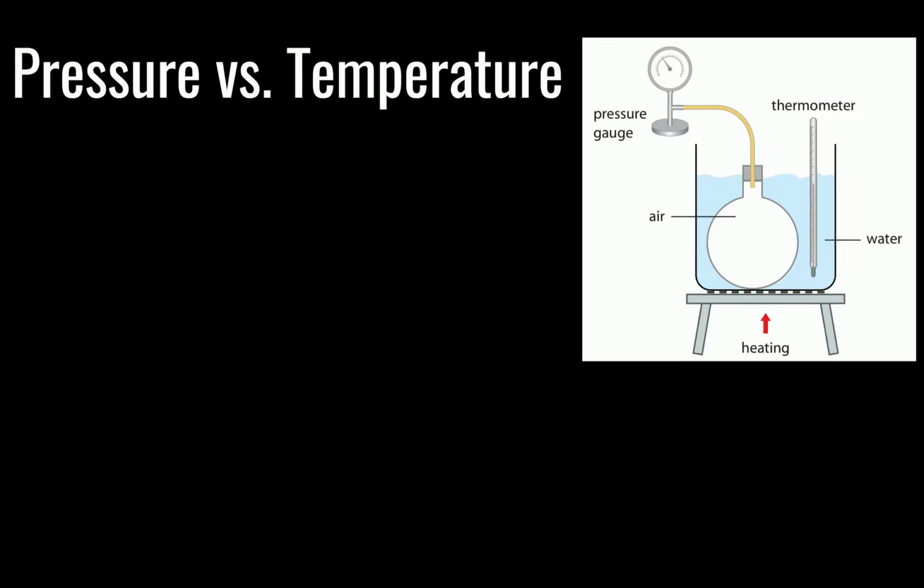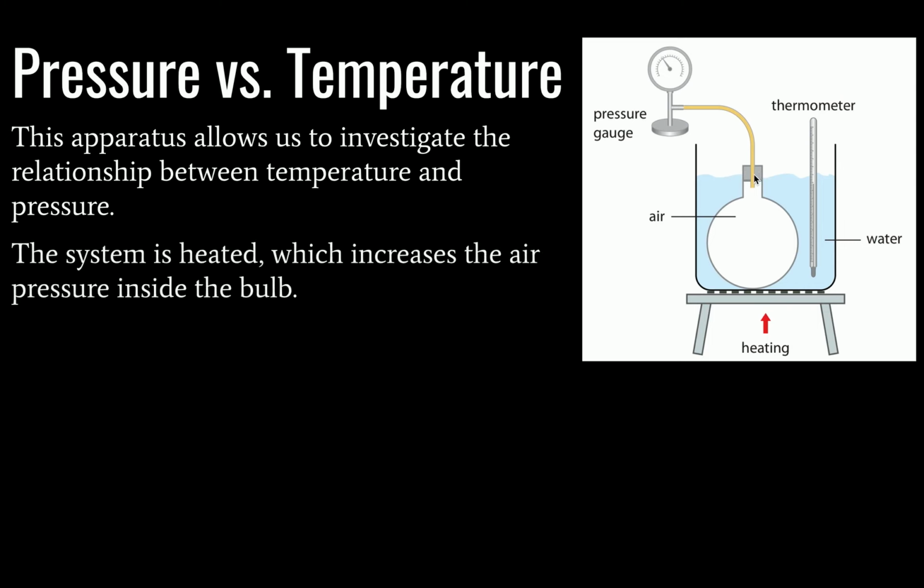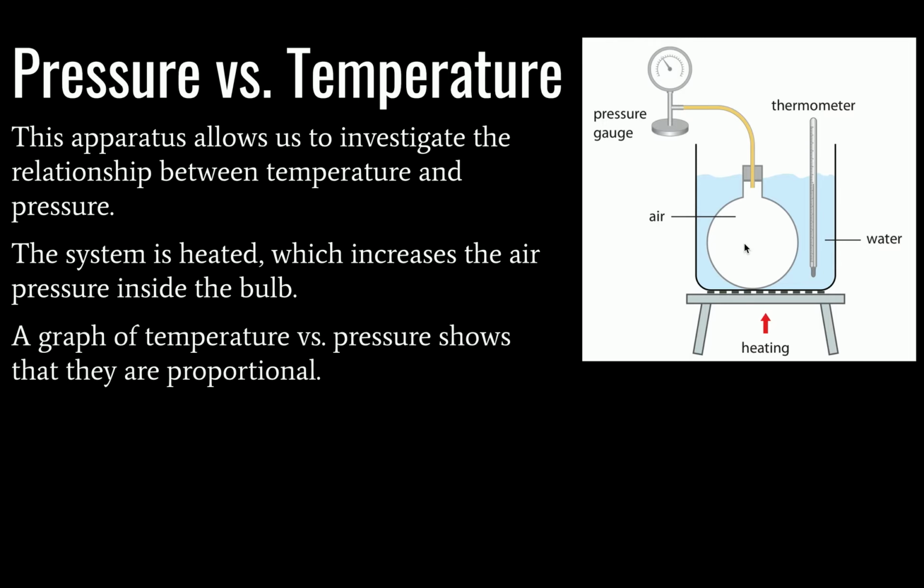Next, we look at pressure versus temperature. Here we have an apparatus where we have air trapped in a bulb, and the bulb has a constant volume. We're going to heat this system, and that is going to increase air pressure inside the bulb. So a graph of temperature versus pressure will show that they are proportional. In other words, we will again have a nice straight line.